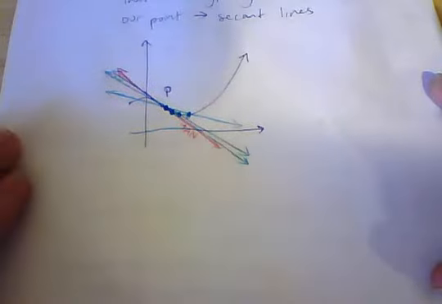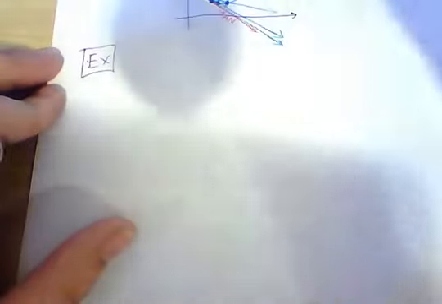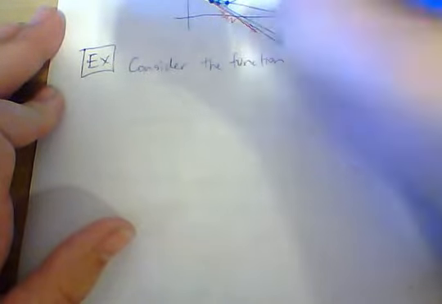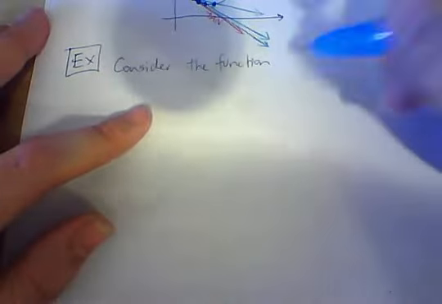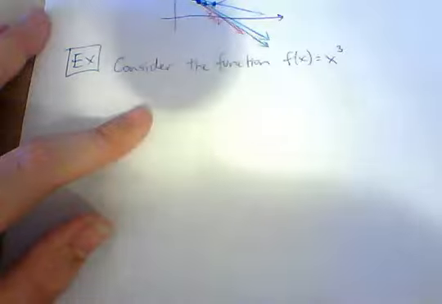So now that we know what secant lines do and now that we know what our focus is going to be, we're going to do an example of this. So say we had the example, consider the function f of x equals x cubed.